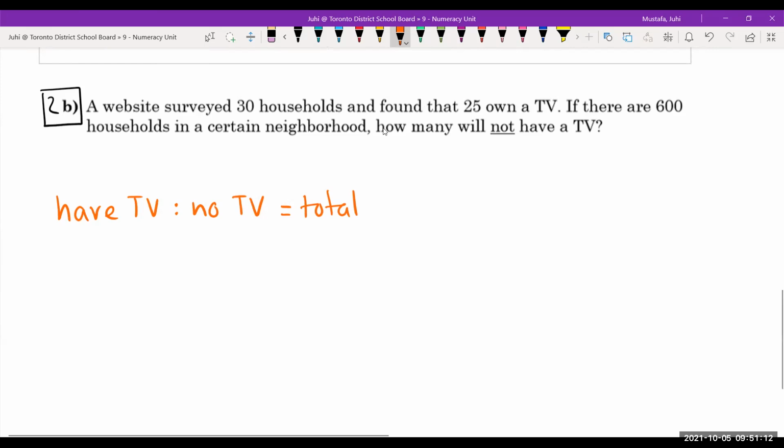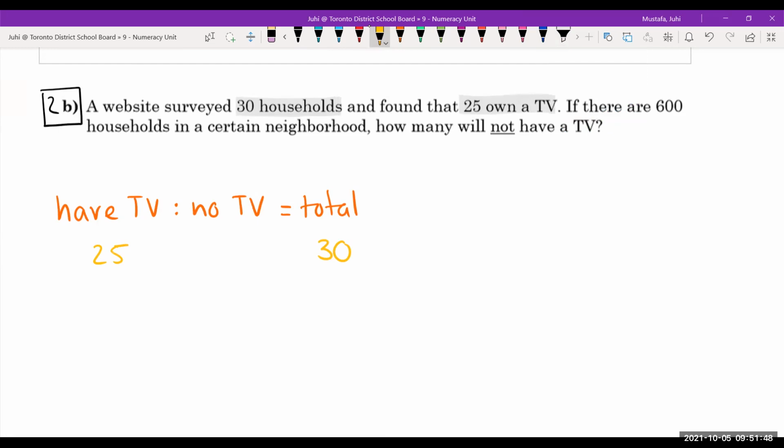Let's talk about what we're going to put in where. So where is 30 households going to go? The word 30 households. Yeah, good job. I don't know who said that, but I heard it over there. Yep. So 30 households is the total number of houses that they surveyed. And then when they surveyed those 30 households, they found that 25 own a TV. So where's the 25 going to go? It's going to go under have a TV.